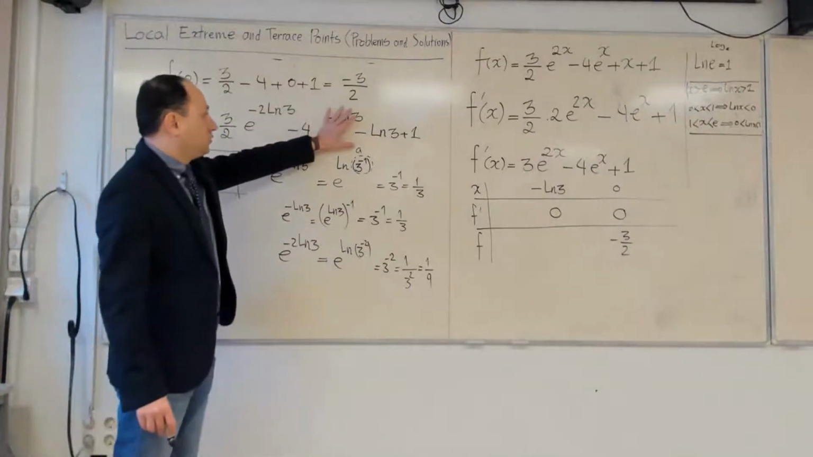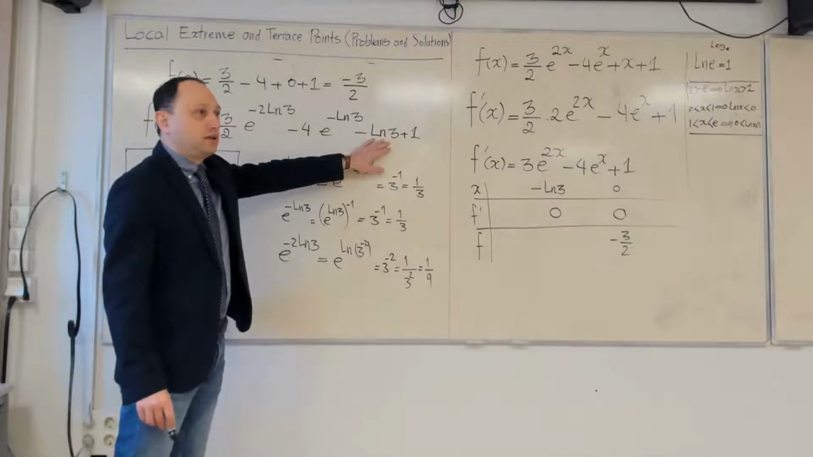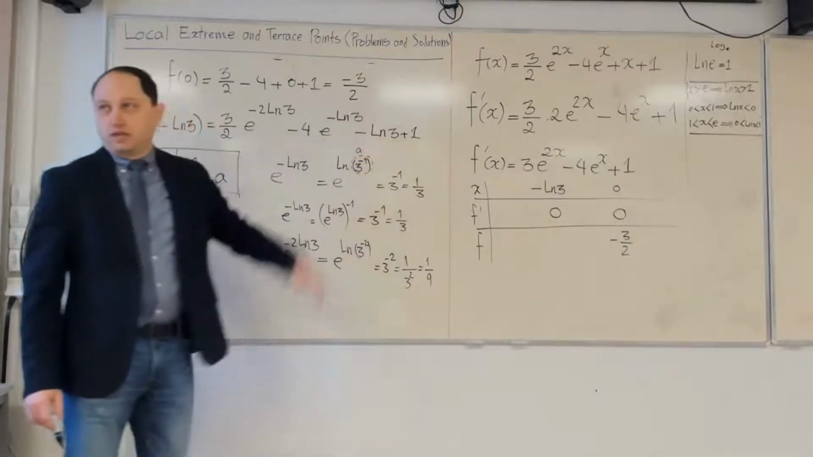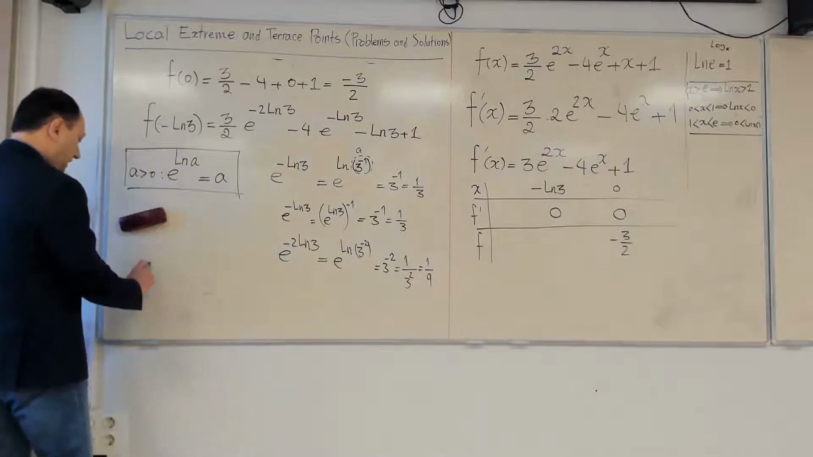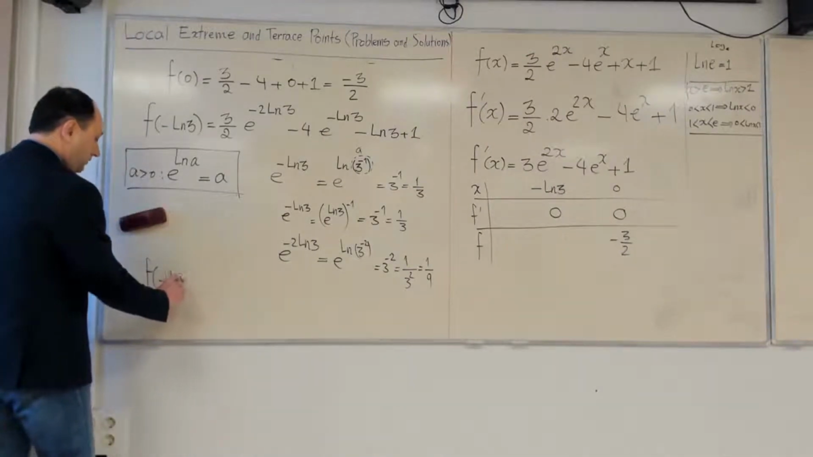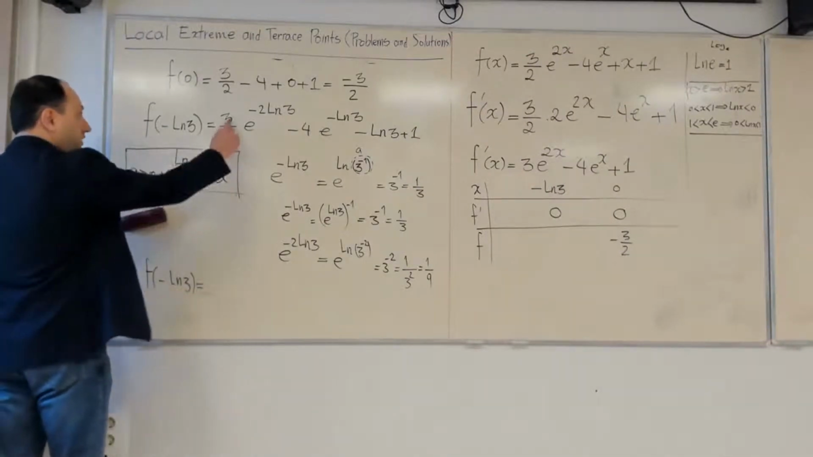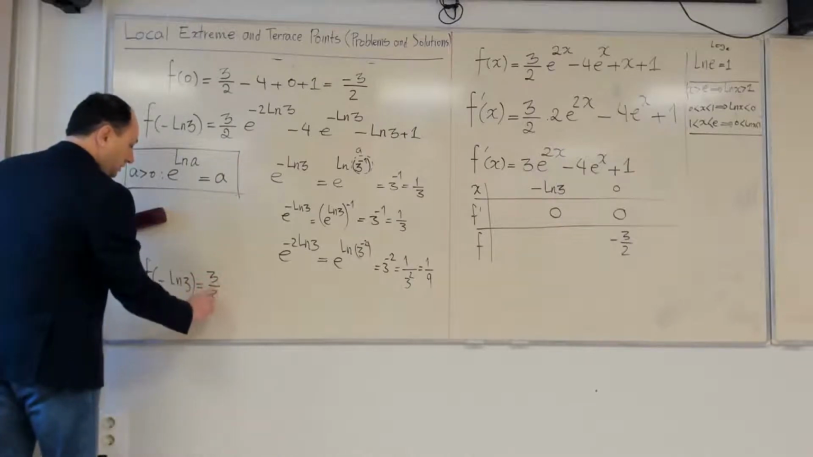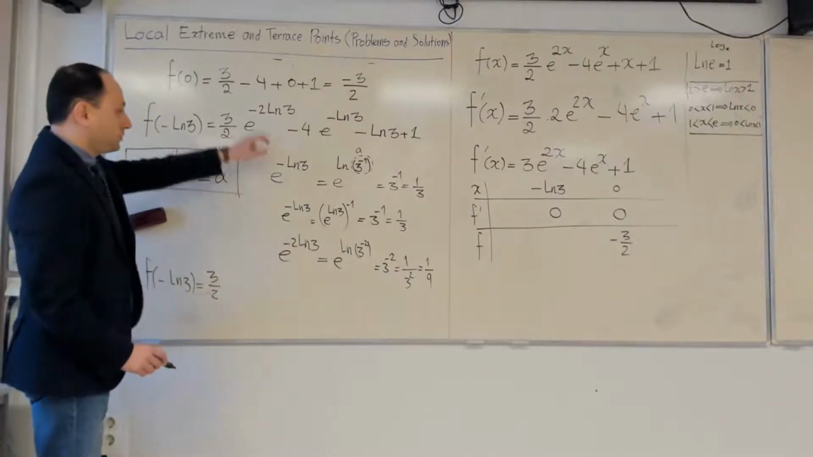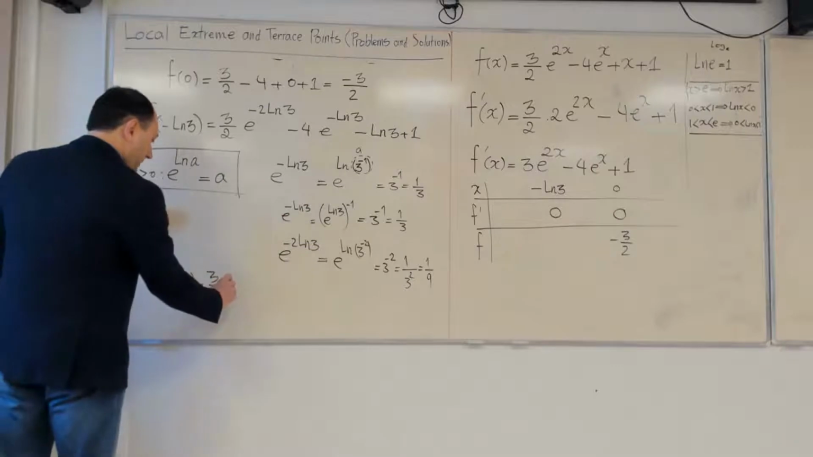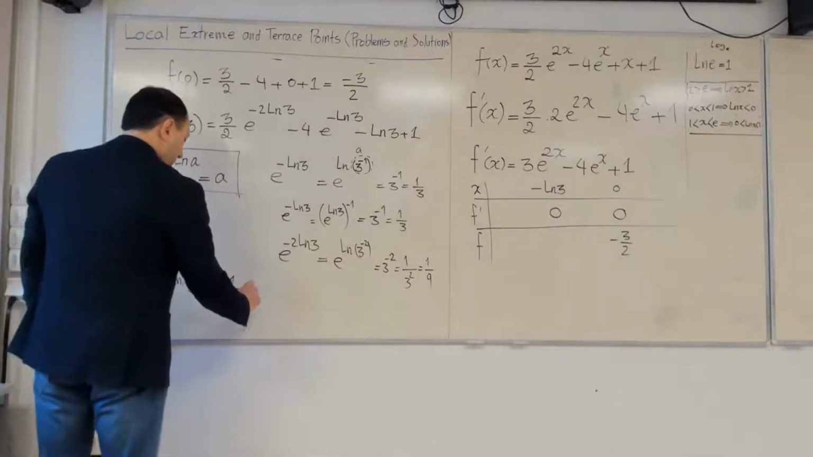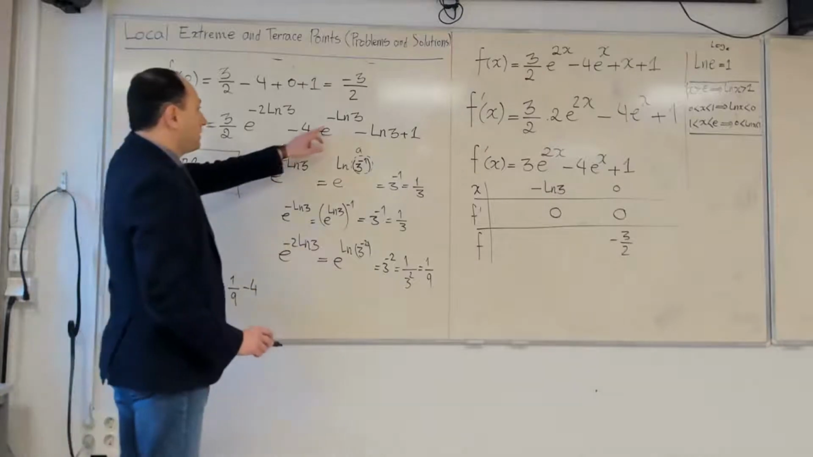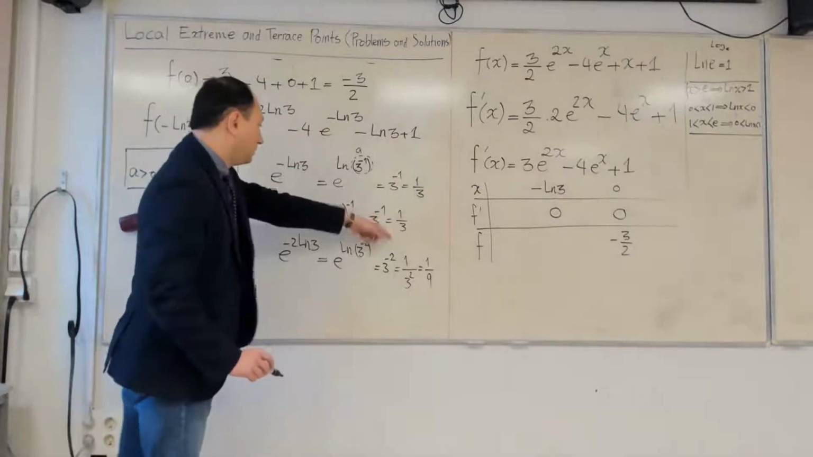So this part is 1/9. This part is 1/3, but unfortunately I cannot do anything with that. I have to keep it in the exact form. So let us do that. Therefore, f of -ln of 3 is equal to 3/2 multiplied by this expression, which is 1/9, and then I have -4 multiplied by this expression, which was 1/3.